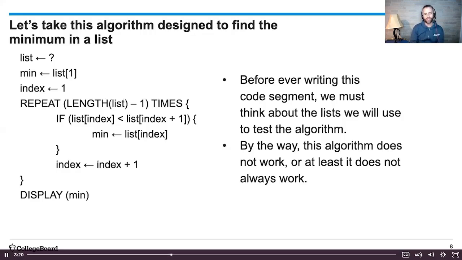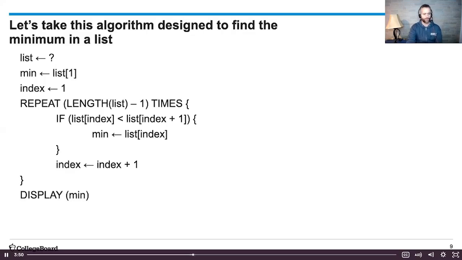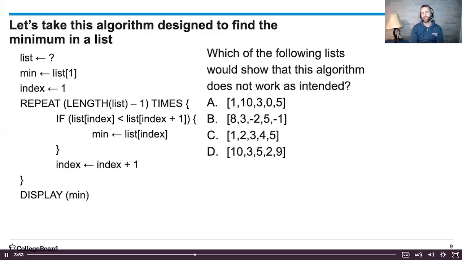So there are certain lists, certain collections of numbers, that I could use that would make this algorithm display the minimum. So it's important that we understand that when we are setting out to test something, we need to understand different examples that could be inputted or used to verify that the algorithm is indeed working as it was intended. So here's our algorithm. Which of the following lists would show that this algorithm does not work as intended?